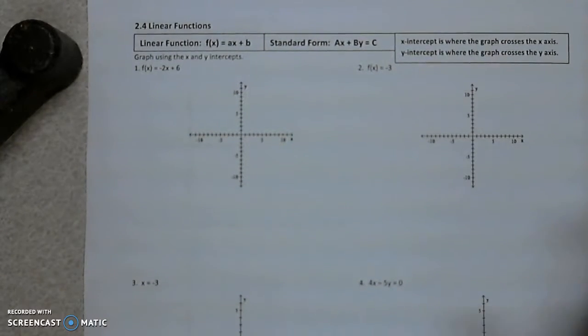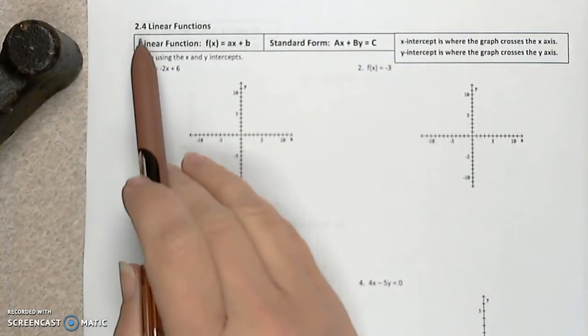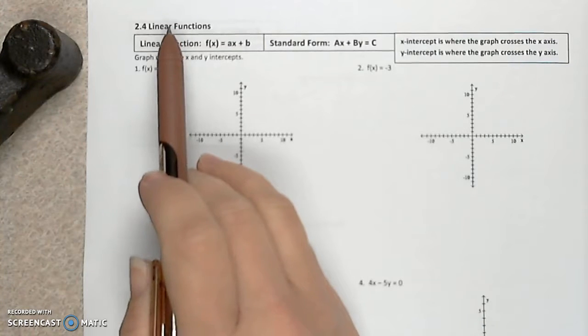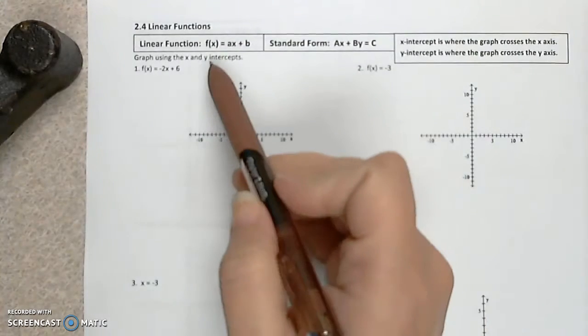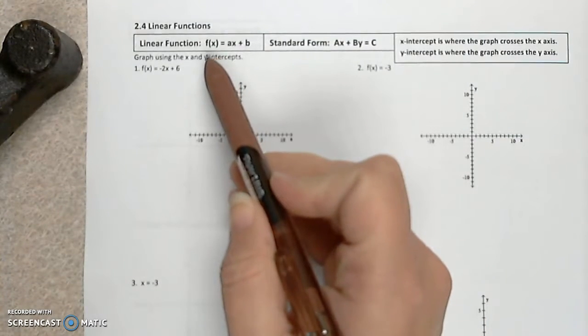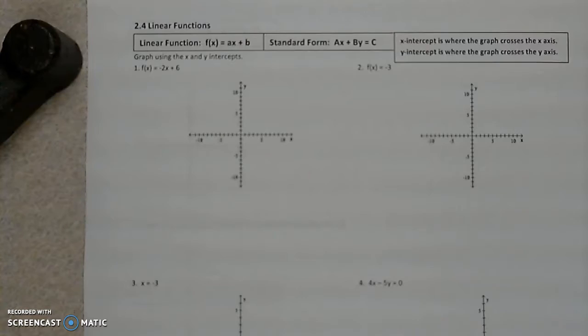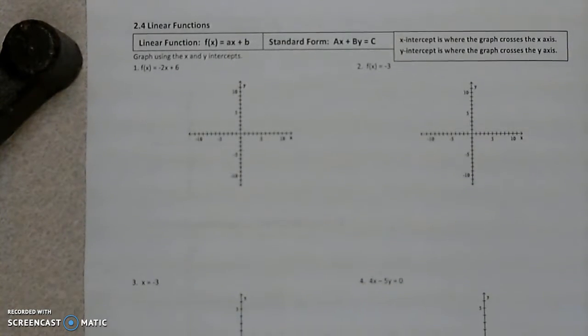In this video, we will discuss section 2.4, linear functions. Now, we've already looked at linear equations, and we just recently talked about functions, and so this is just looking at linear equations written with function notation. So, not really anything different than what we've been doing.